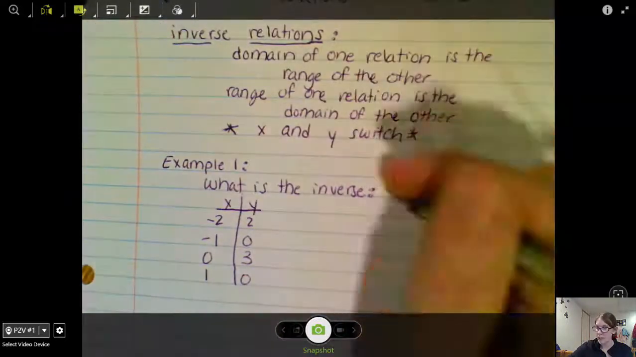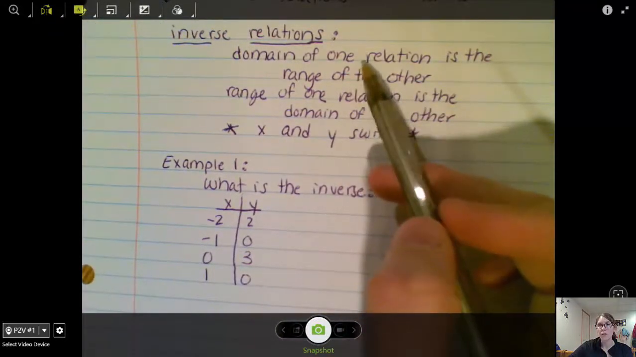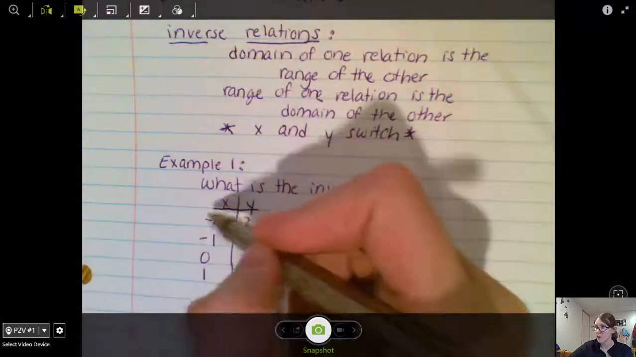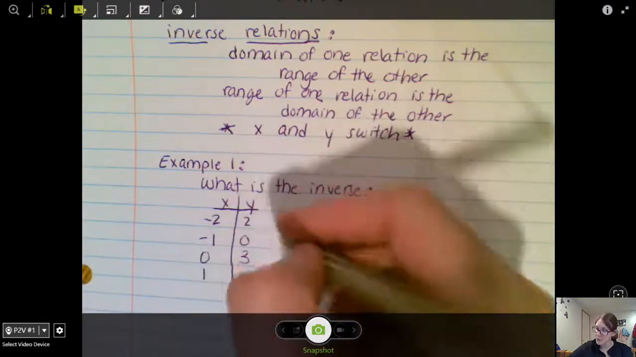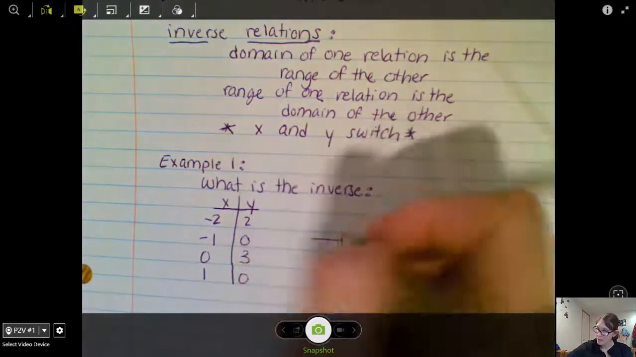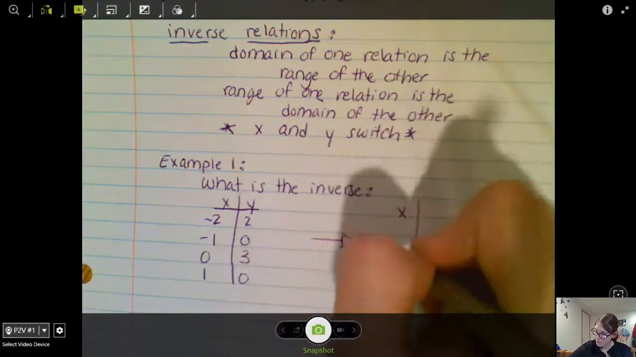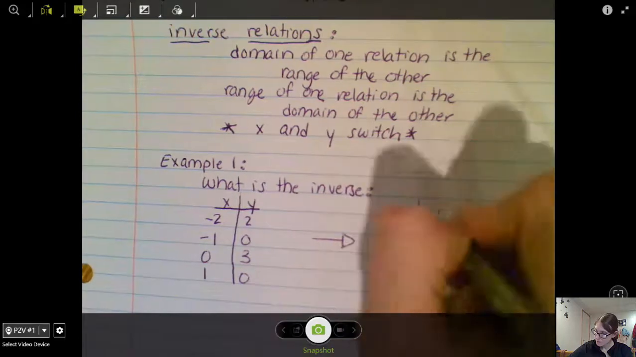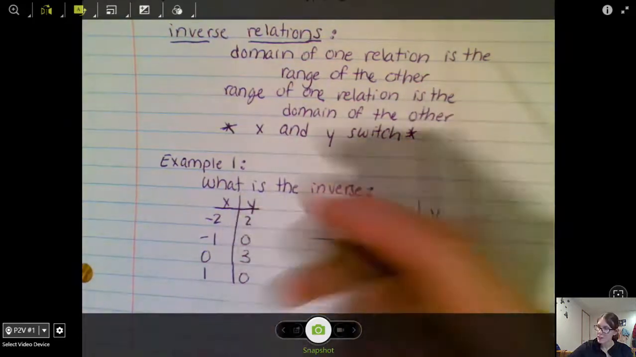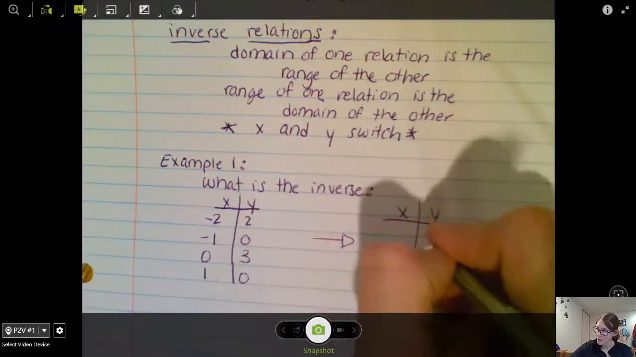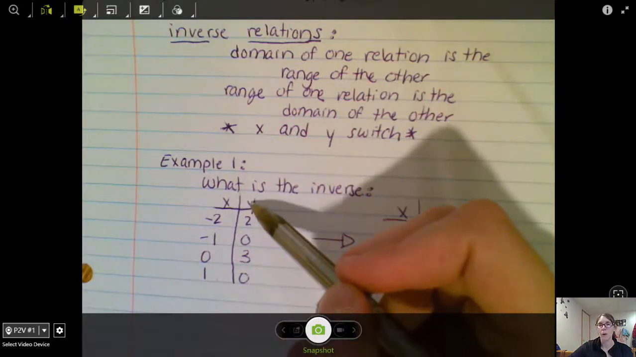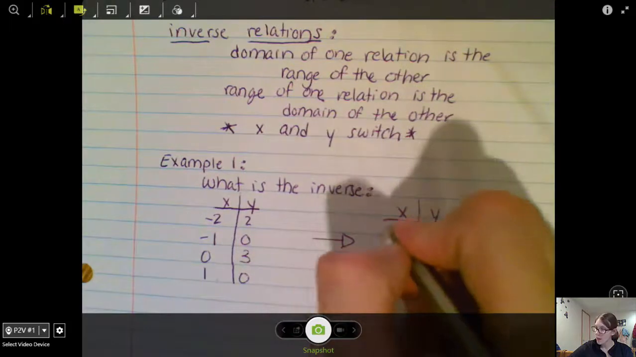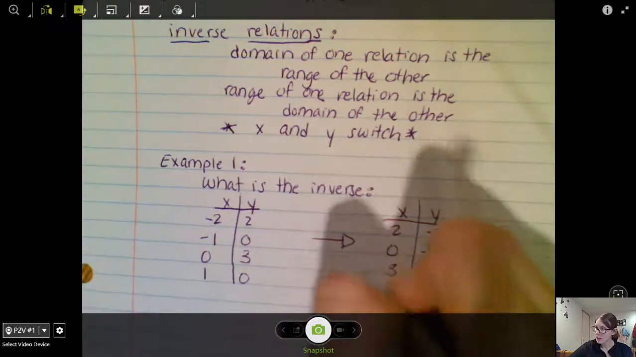So my inverse again takes the domain of one relation, and that's the range of the other. So these x values now become my range. They're my y values for the inverse. These x values become my y values. And these y values, my original range, that becomes my x values.